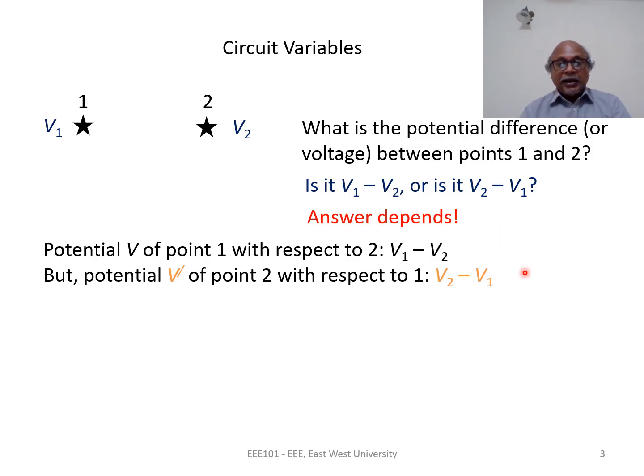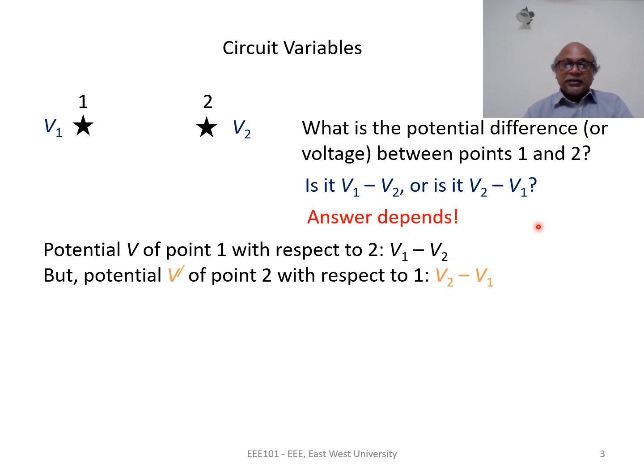So we understand a pattern here. When I say potential of point 1 with respect to point 2, point 2 is the reference. When I say potential of point 2 with respect to point 1, point 1 is the reference. So the potential of the reference is negative and the potential of the point whose voltage we want to find out is positive. So this is a long sentence to clearly specify what voltage or what potential difference we want.